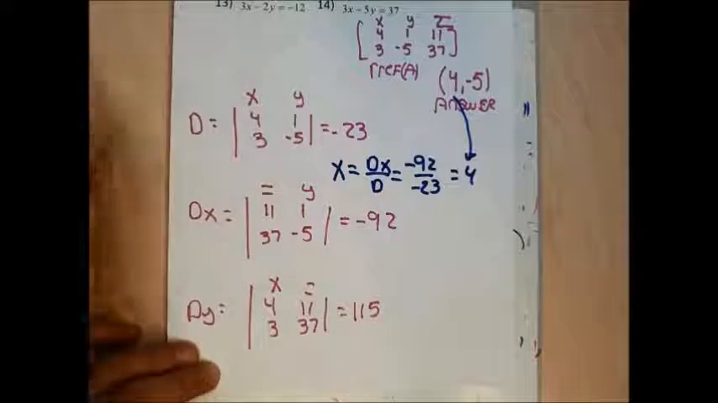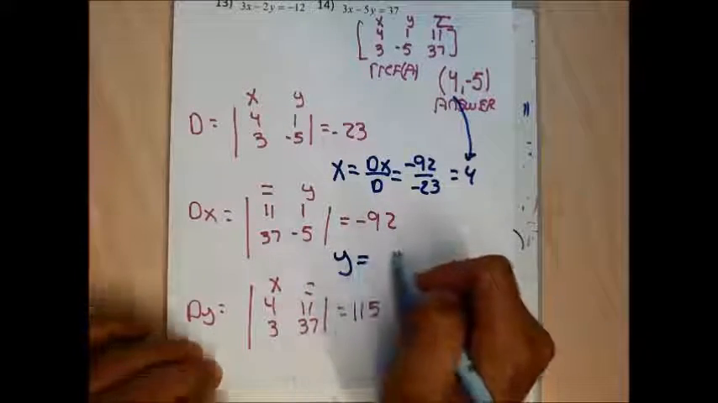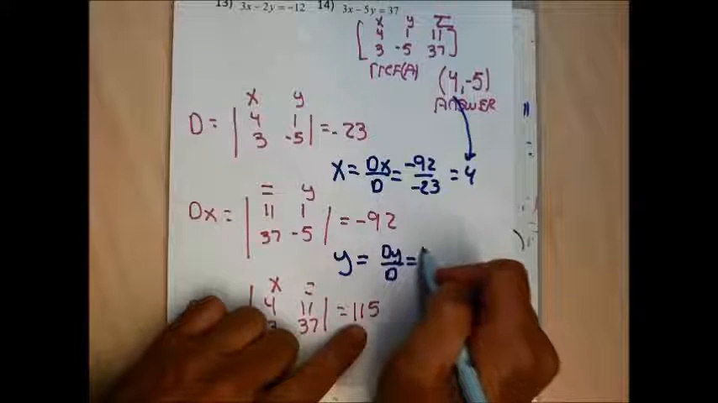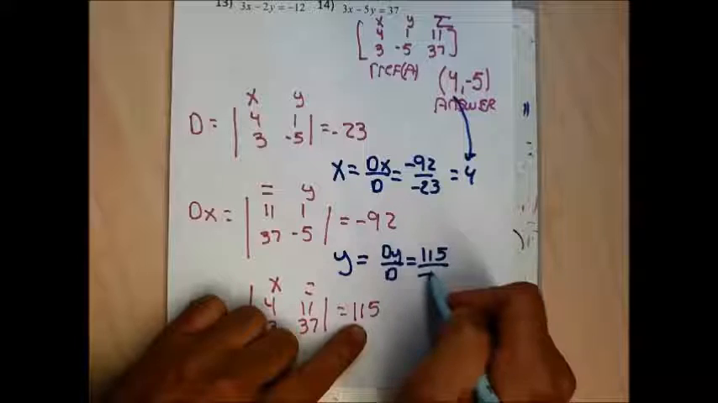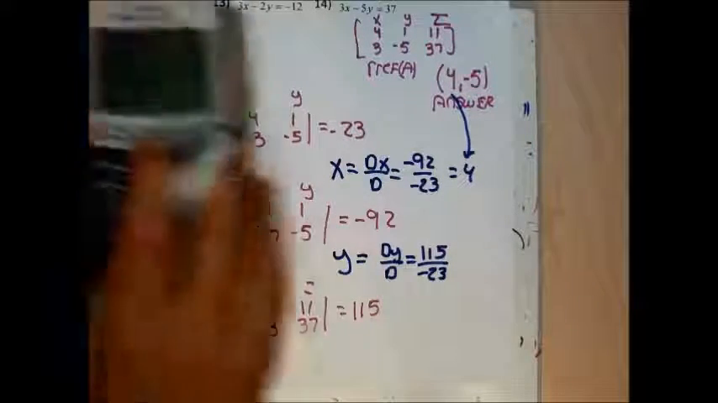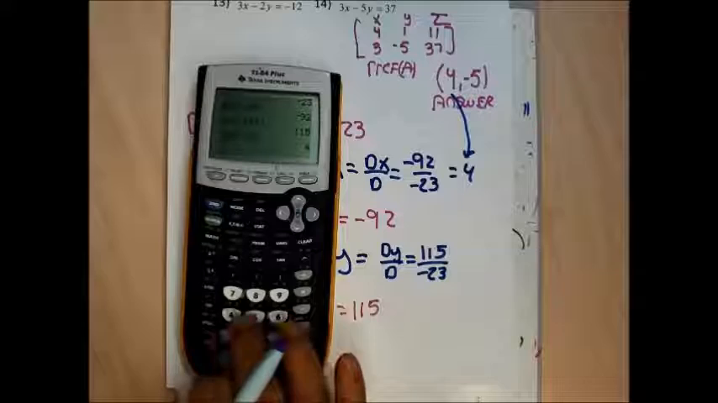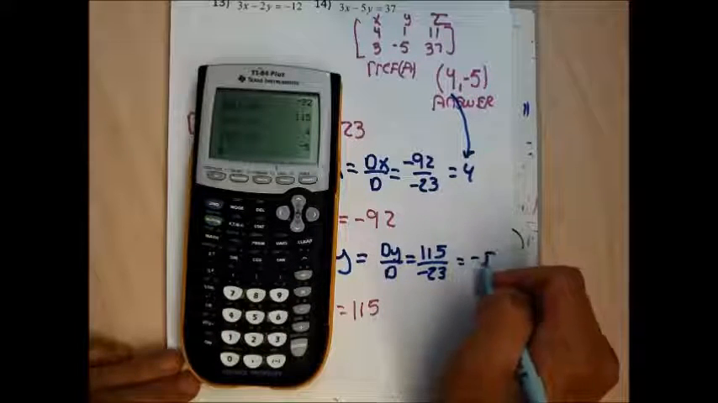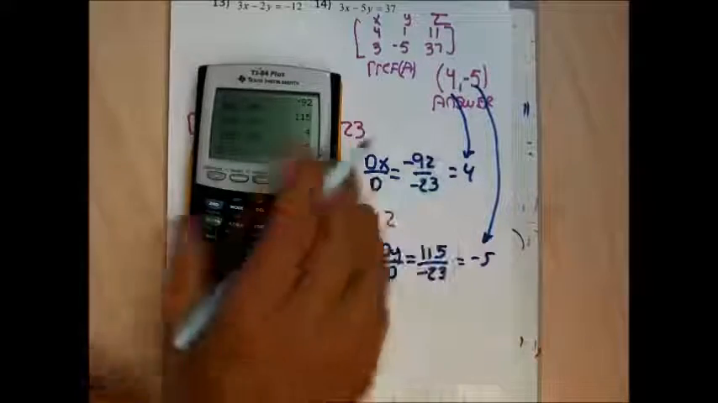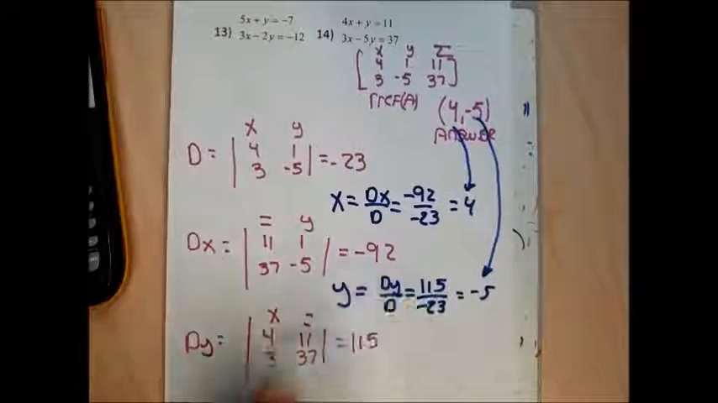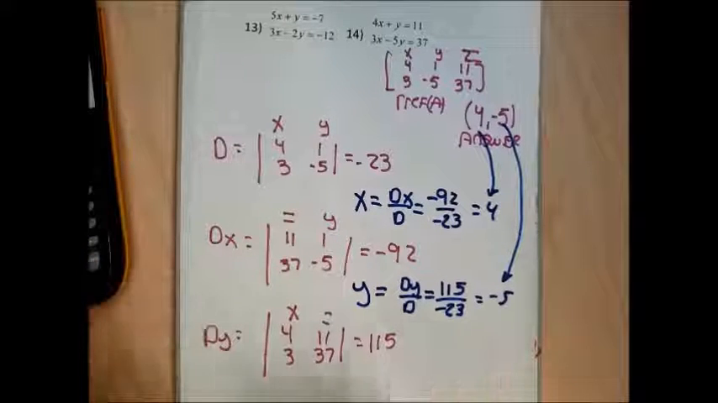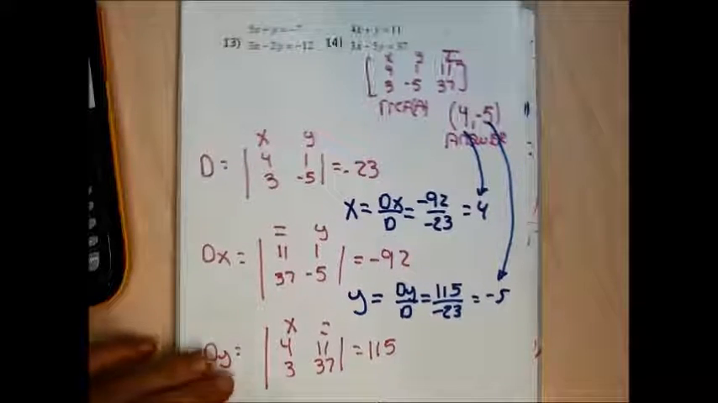The y number is going to be the D sub y number over the D number. The D sub y number is 115. The D number is negative 23. So on my calculator, I can go 115 divided by negative 23, and I get negative 5, which is exactly perfect. Again, for all of these, I know the answer. So you're not going to get a lot of points for just the answer. Each of the three matrices, the D, the D sub x, and the D sub y, are going to be the bulk of the points when you go to do your work.